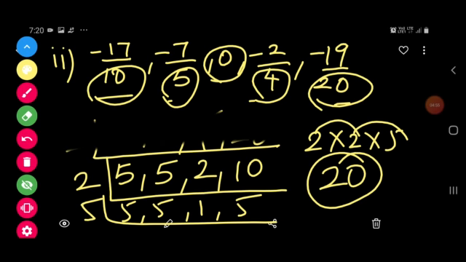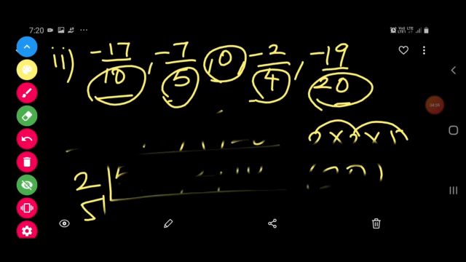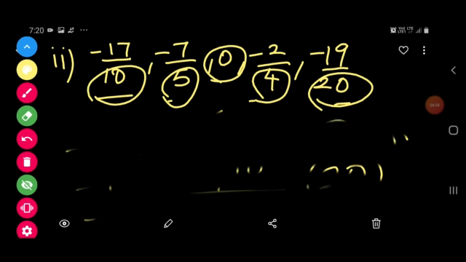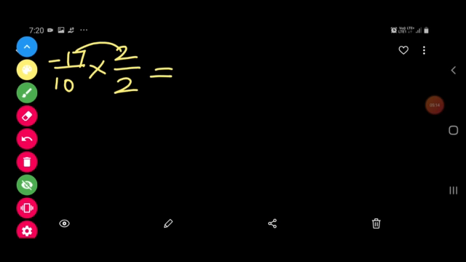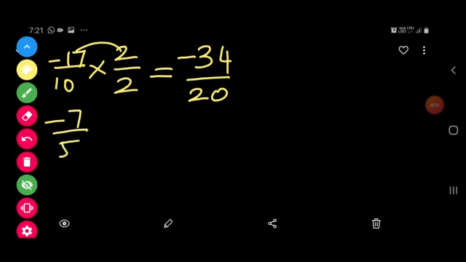Now what we have to do? We have to change every number's denominator into 20. So very simple. We write them one by one and change them. Minus 17 by 10. In order to get 20, we have to multiply by 2. So 17 into 2, 34. Here it is minus. So minus 34 by 20. Next minus 7 by 5. We have to multiply by 4. So the answer is minus 28 by 20.